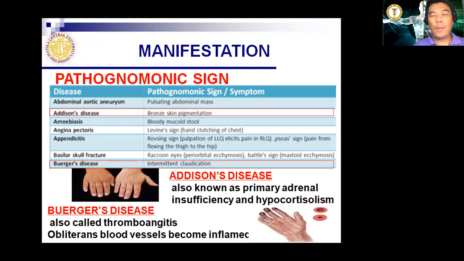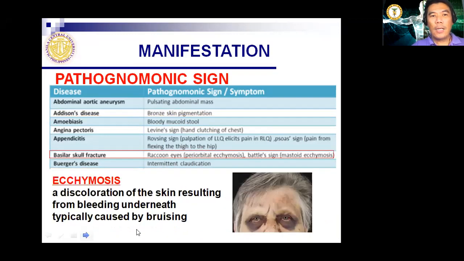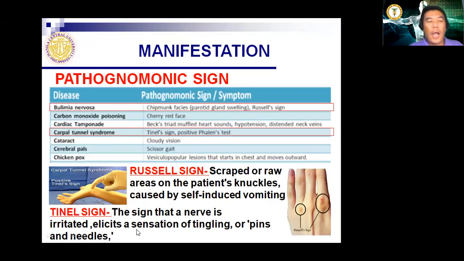Basilar skull fracture, you will remember too, raccoon eyes, and we have the Battle sign. Both are ecchymosis. For Buerger's disease, this is related to intermittent claudication. So if you have the mastery of this pathognomonic sign, it will really help all of you. Let us now proceed. How about, sir, bulimia nervosa?